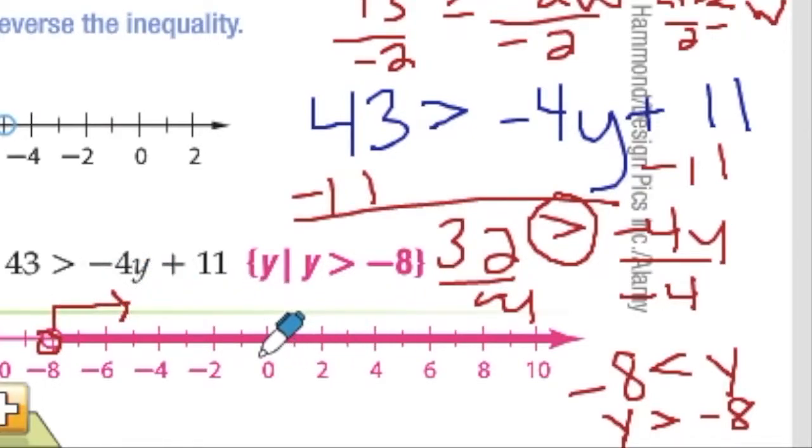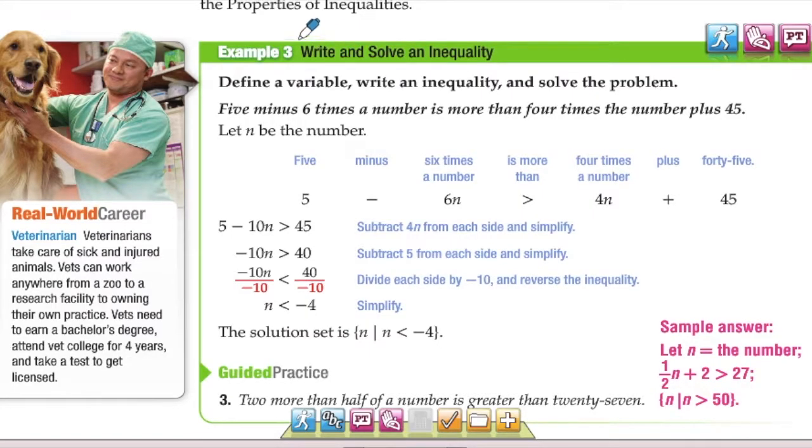And let's just double check an answer here. Let's put the number 0 in for our inequality variable here. Negative 4 times 0 is 0. 0 plus 11 is 11. 43 is greater than 11. In example 3, we're going to get more practice with writing and then solving an inequality.